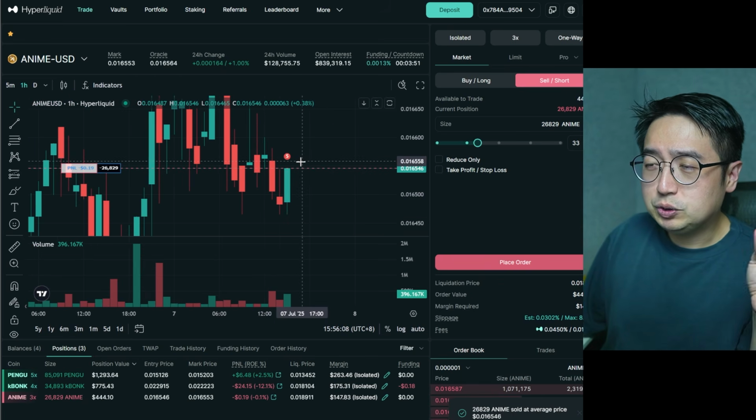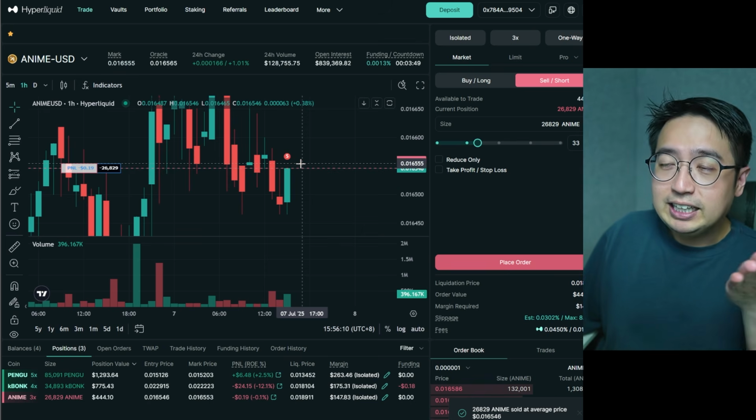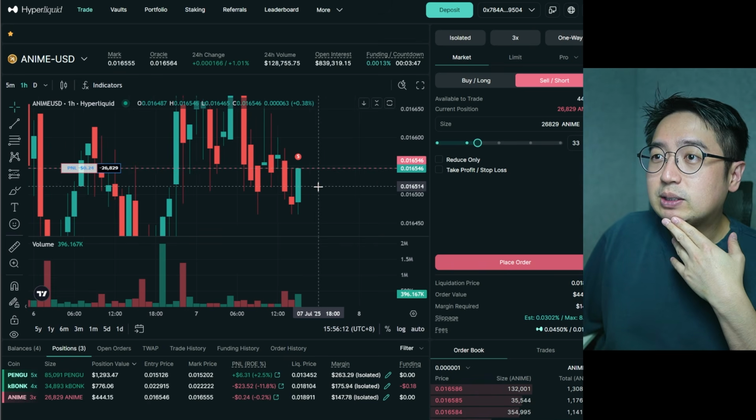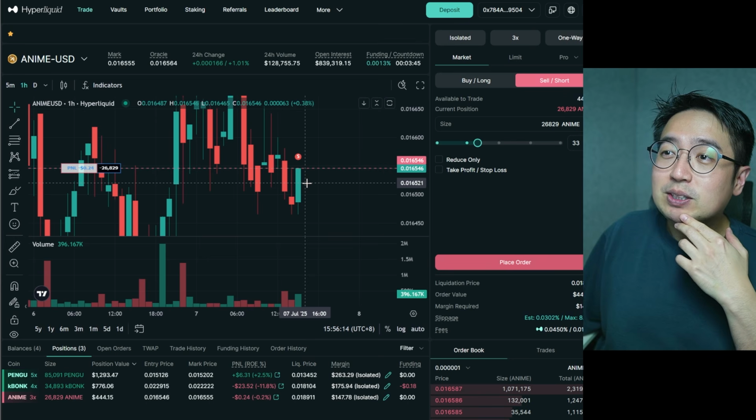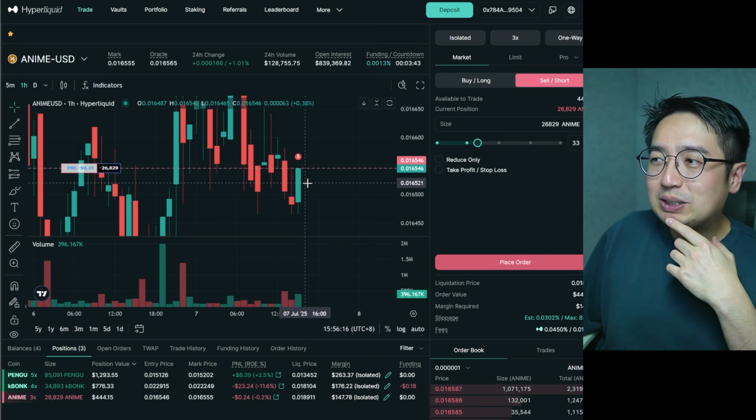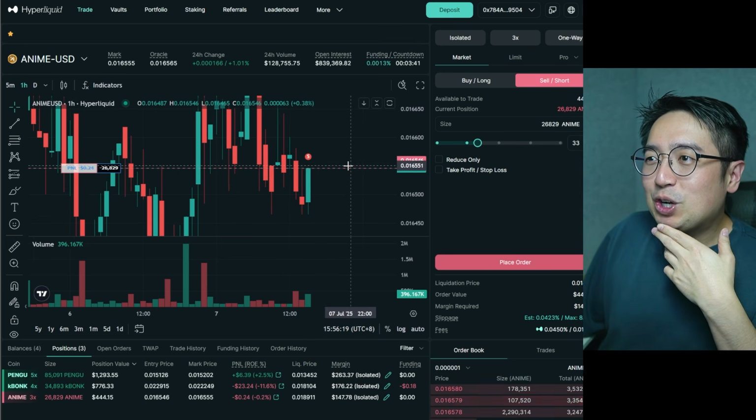So a little S shows up, so that means we're selling at that price. So if the price goes down, we make money. If the price goes up, we're losing, which isn't great, but we're going to go with the trend here.